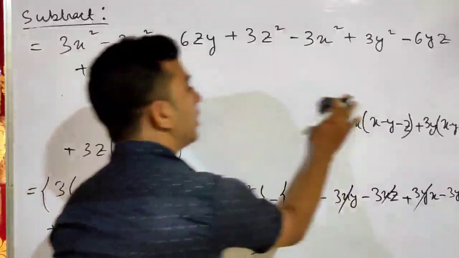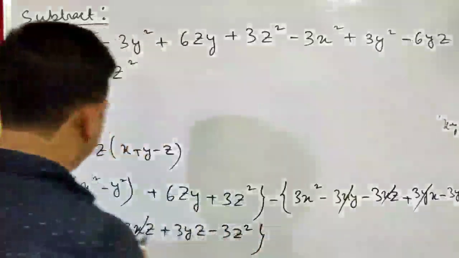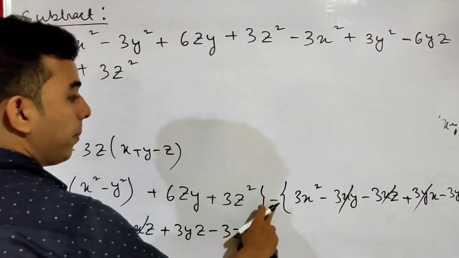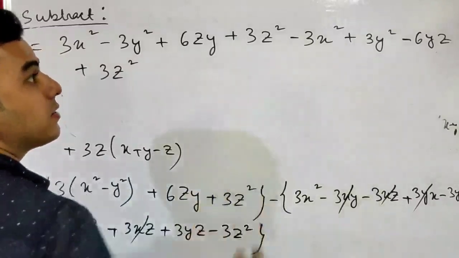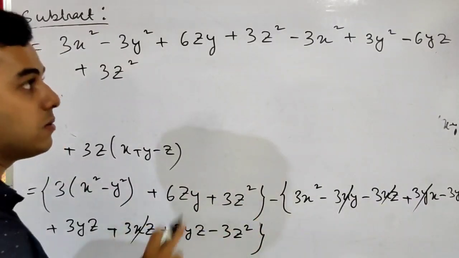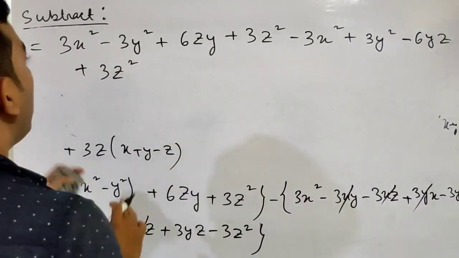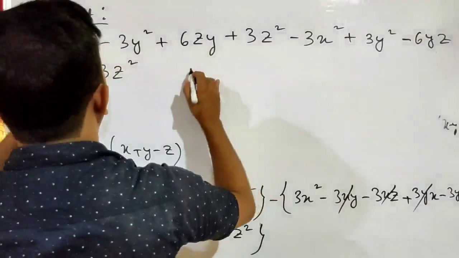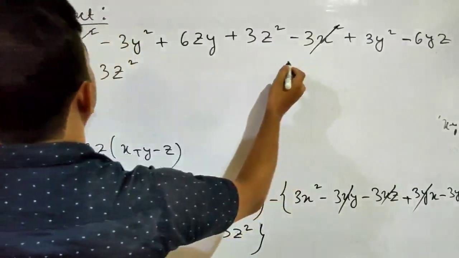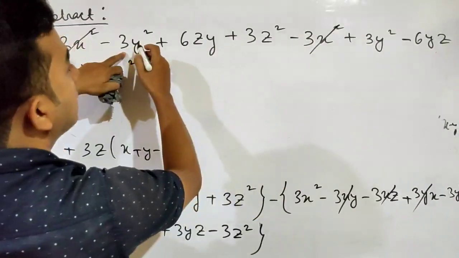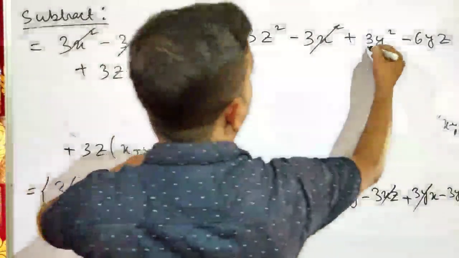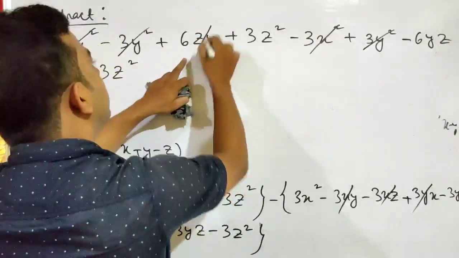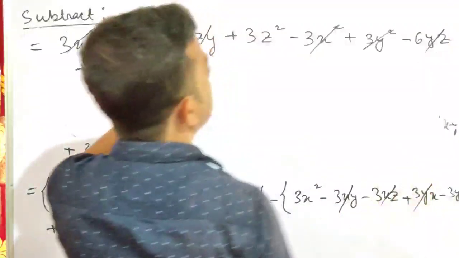Clear? Here I have just added these two first. 3yz plus 3yz will be plus 6yz. Then minus plus 6yz is minus 6yz, because minus plus is minus. Clear? Now look, again we can cancel: 3x square plus 3x square minus 3x square, then minus 3y square plus 3y square, then plus 6zy and yz, then this one is minus 6yz.